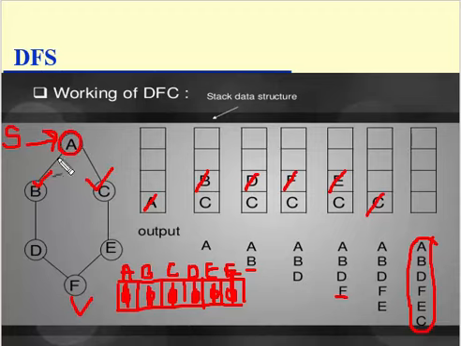After A, B, then D. After B we are not visiting C. Okay. So A, B, D, then F. Okay. So after F you are coming up like E and then you are coming to this C. So this is your depth first search. If I implement this graph for BFS, the output would be like this: A, B, C, D, E, and then F. But here it is different.